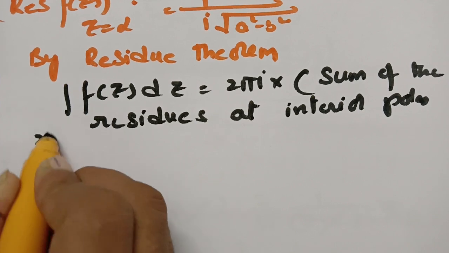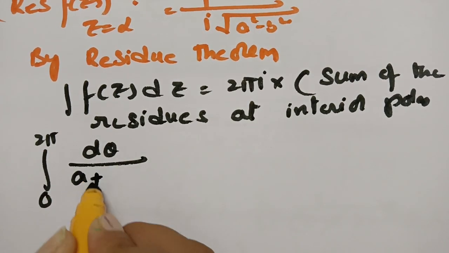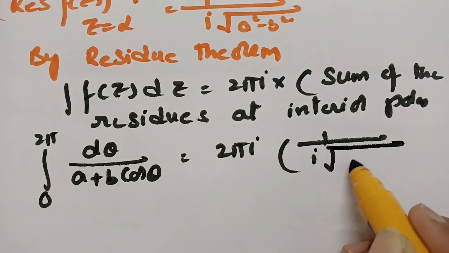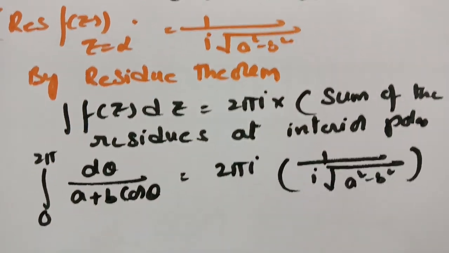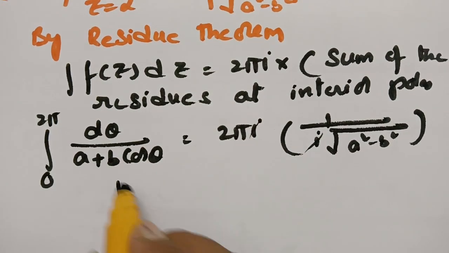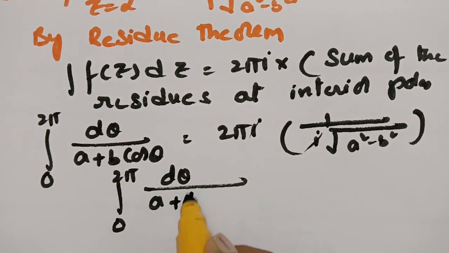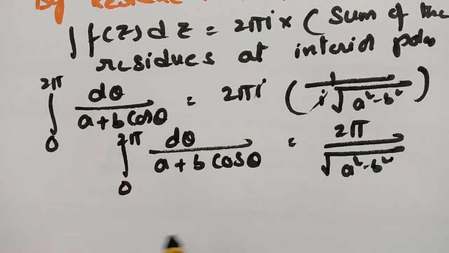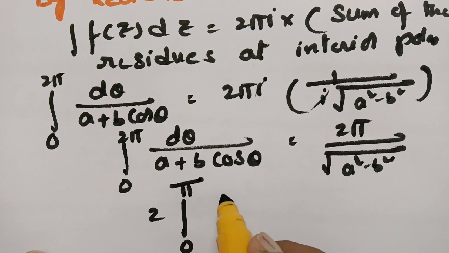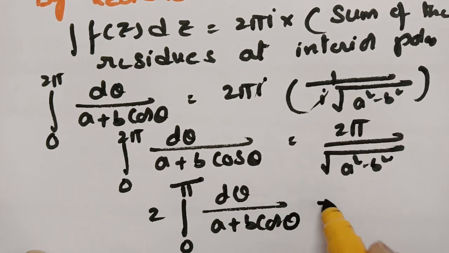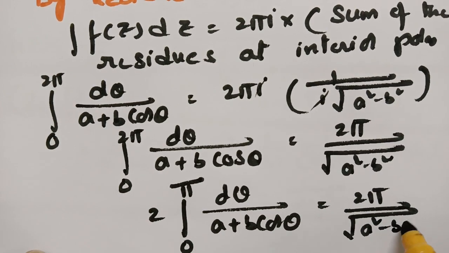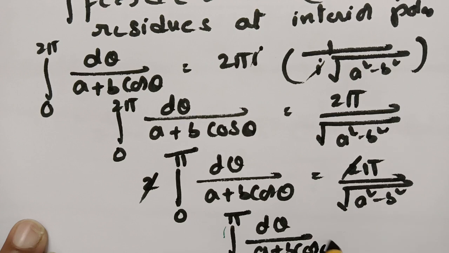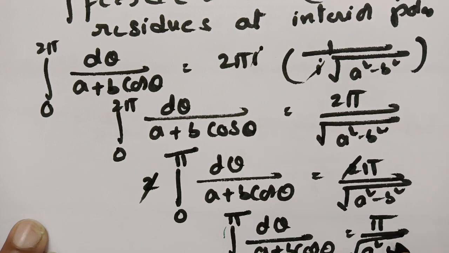Therefore, the integral 0 to 2 pi d theta by a plus b cos theta is nothing but 2 pi i times the residue value, which is 1 by i times root over a square minus b square. So this is the residue value at the interior point alpha. If I cancel, then the integral 0 to 2 pi d theta by a plus b cos theta is equal to 2 pi by root over a square minus b square. So this is 0 to 360 degrees. So we can write 2 times the integral 0 to 180 degrees d theta by a plus b cos theta as 2 pi by root over a square minus b square. If I cancel this, the integral 0 to pi d theta by a plus b cos theta is equal to pi by root over a square minus b square.